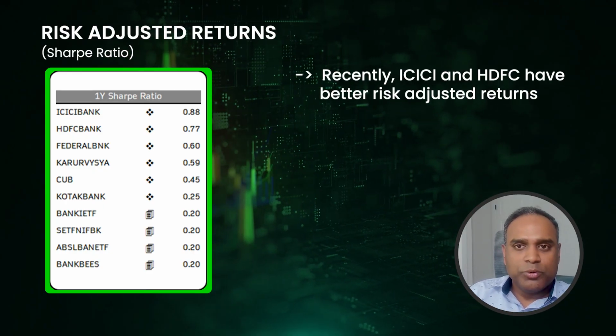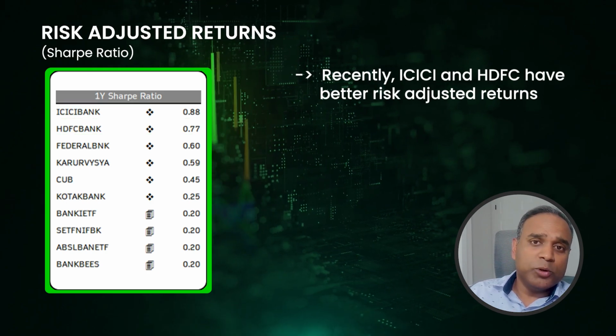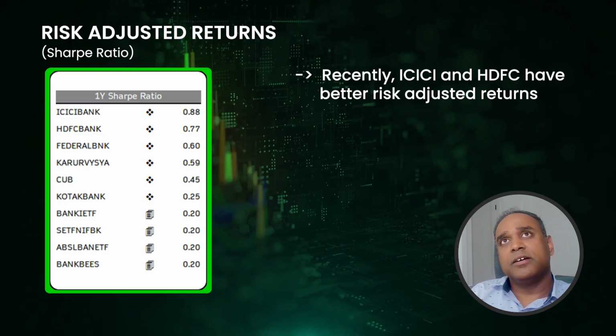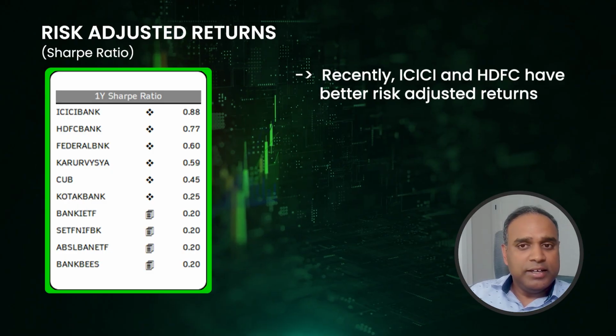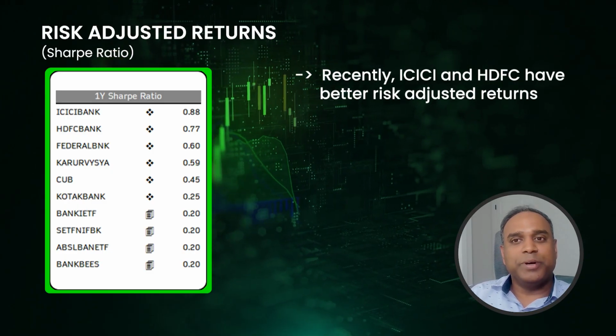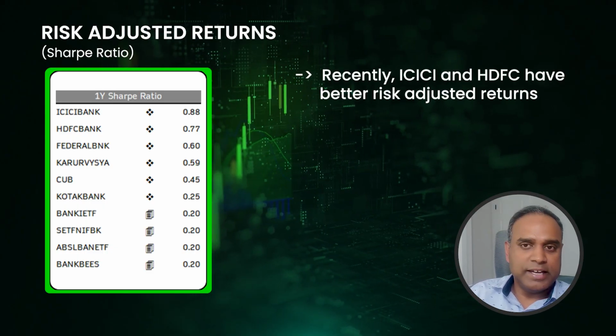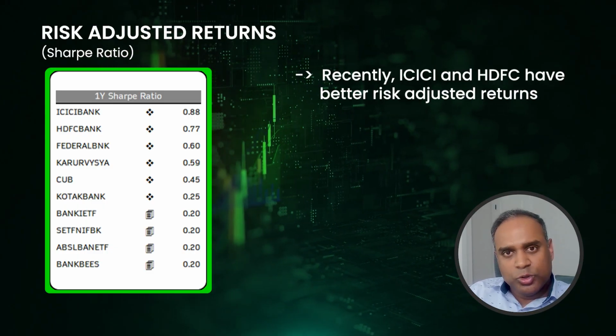Now, one more thing I want to point out here is that HDFC Bank and ICICI Bank recently have been not only getting returns, but also their volatility has always been more in the lower range, and that's why the risk-adjusted returns look better for HDFC and ICICI banks. Now, let's continue with the discussion.